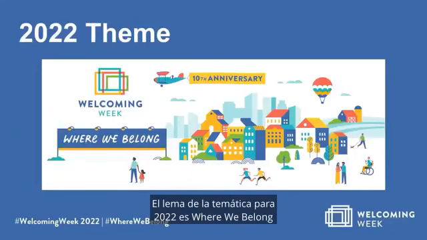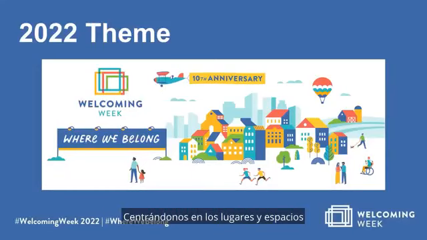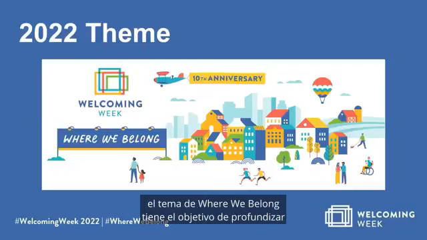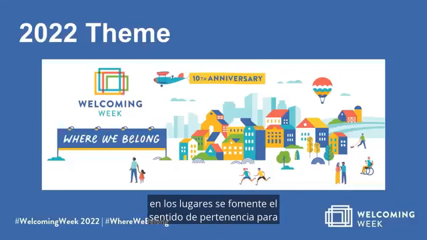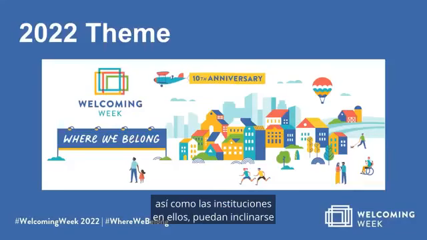So the theme for 2022 is Where We Belong. By focusing on the places and spaces that foster belonging, things like cities, workplaces, and neighborhoods, the theme, Where We Belong, aims to go deeper and spark individual reflection on how and why belonging occurs and ways we can break barriers so that places can foster belonging for all, including immigrants and refugees. Cities, towns, counties, and nations, and the institutions within them can lean into what makes their communities welcoming places and showcase how it helps foster belonging for all people, especially immigrants.